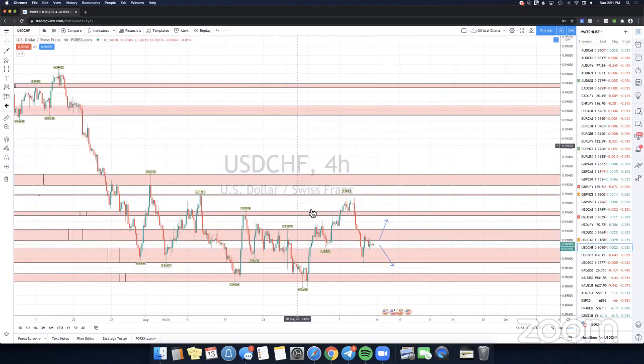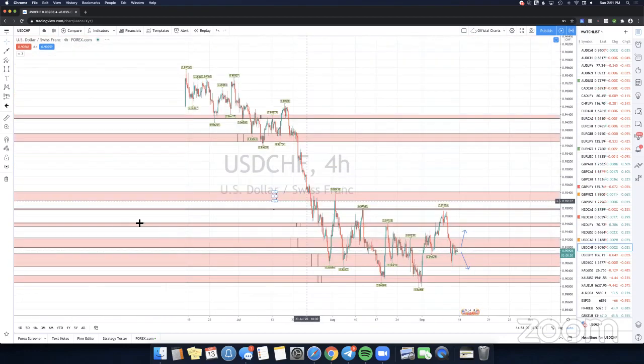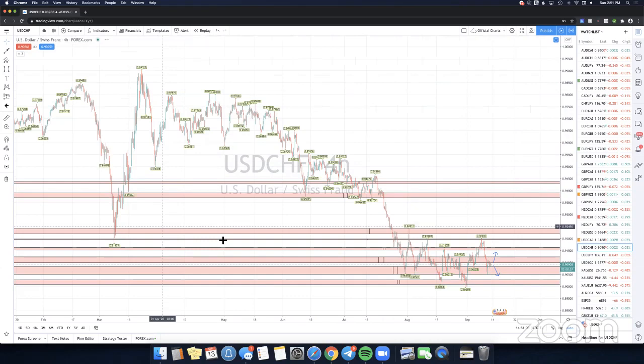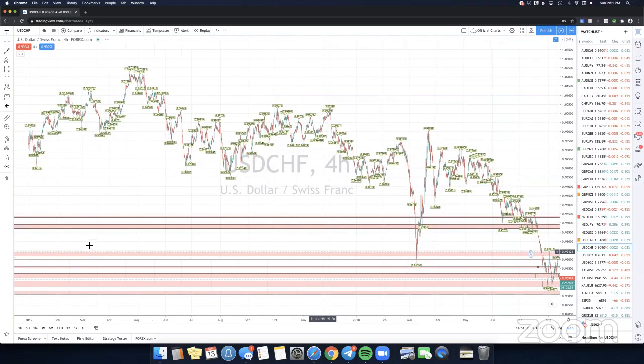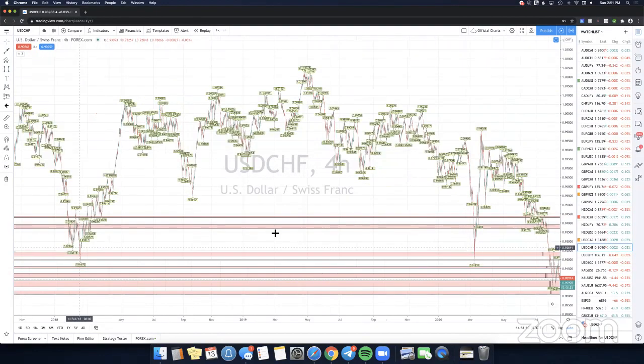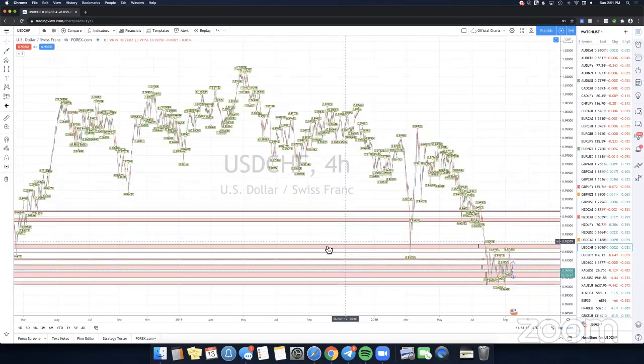But yeah, just going back, I'll show you guys again. You can see that these zones are pretty accurate. See, this area hasn't been tested in a long time. It hasn't been tested since February 2018, guys. So if you have these zones on the chart, literally, I wish I caught this right here.